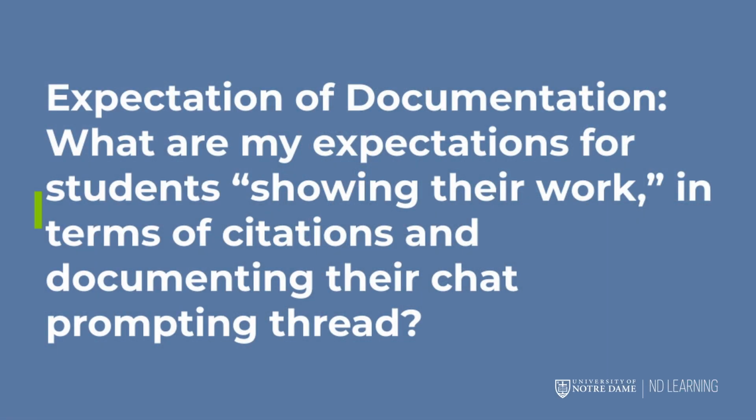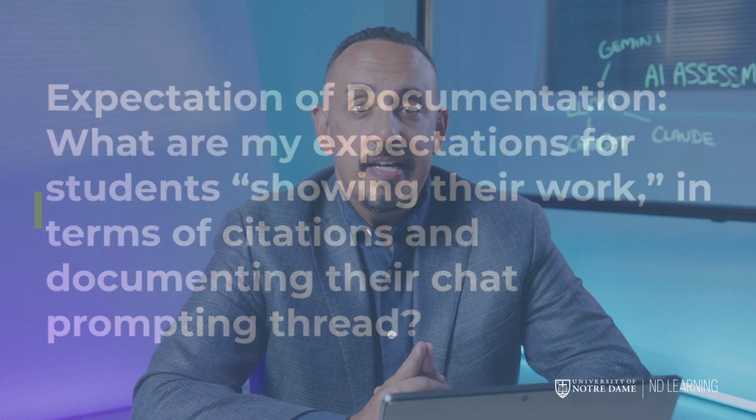The second guiding question is, if you decide that AI could or should be required or encouraged in your assessments, what are your expectations for students showing their work in terms of citation and sharing their chat prompting process? This involves two key AI literacies that students need to ethically document their use of AI in their academic work. First, they need to know how to properly cite AI.